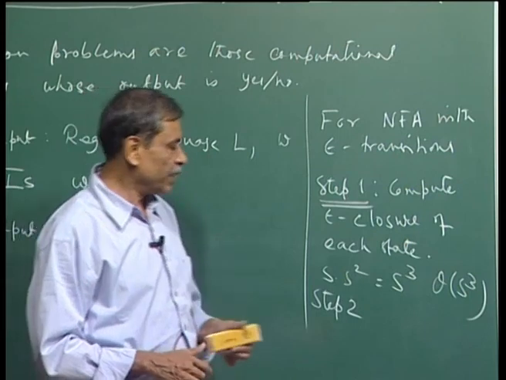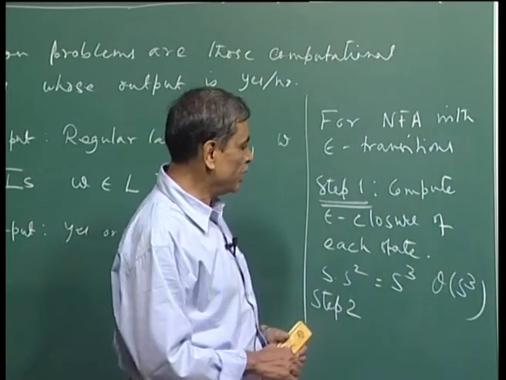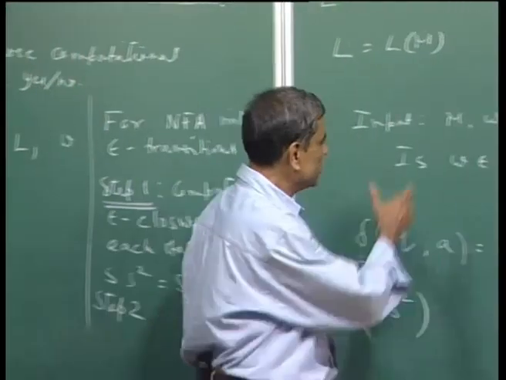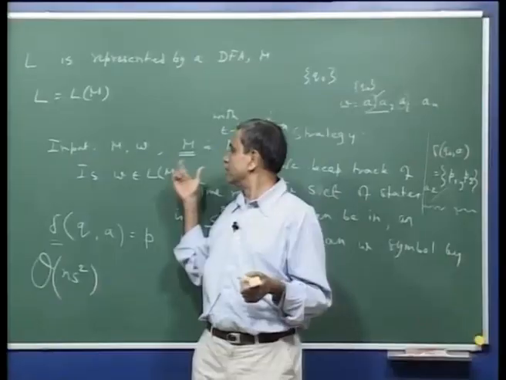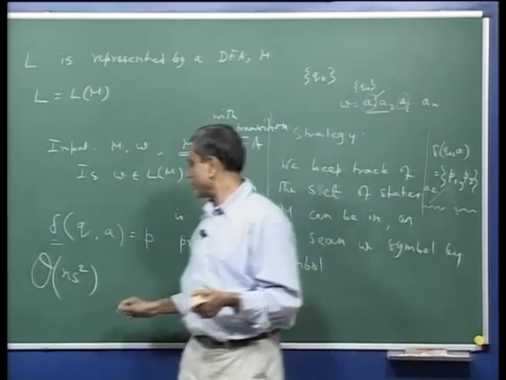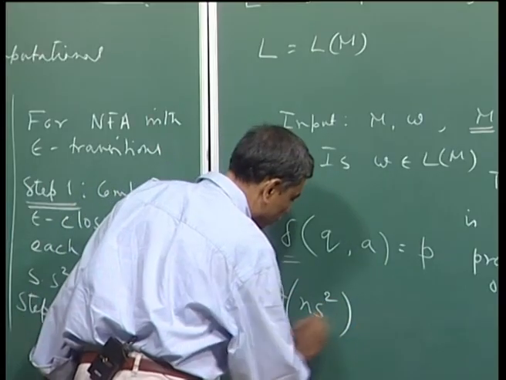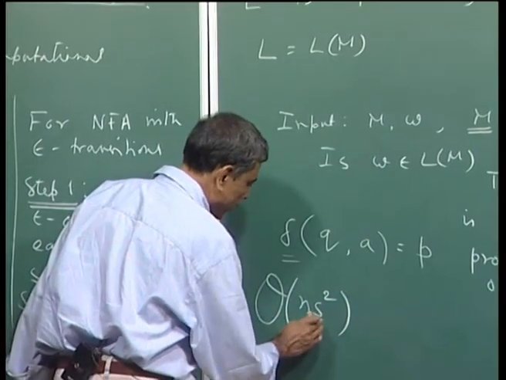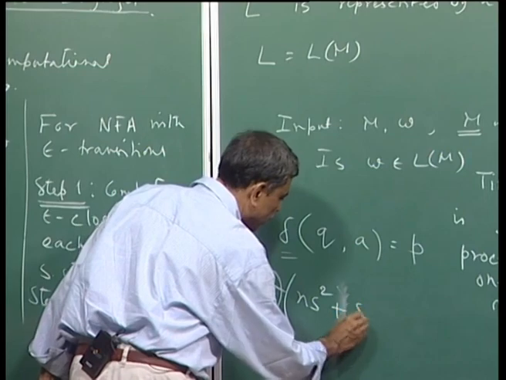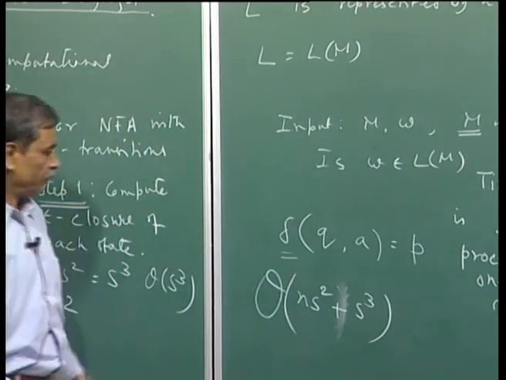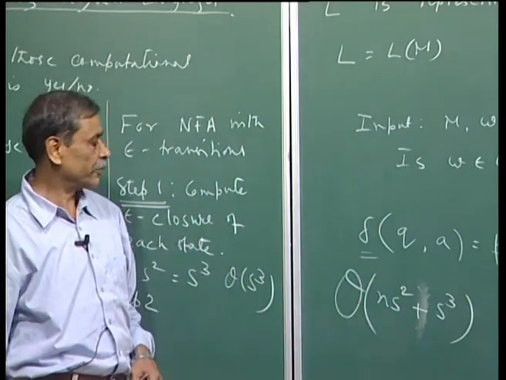So, you can see overall it will be order S cubed plus order N S squared. Since N, the length of the input, is usually larger, the amount of time you are going to take is N S squared plus S cubed, whichever is bigger, it does not matter. So, this is therefore a polynomial time algorithm.